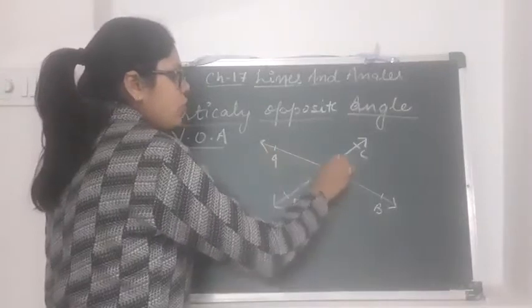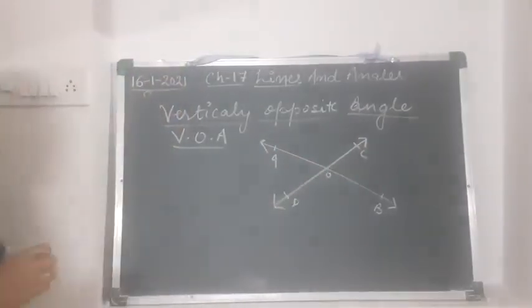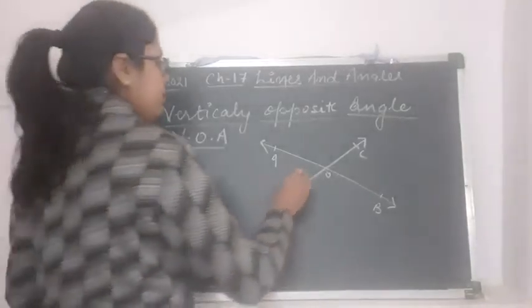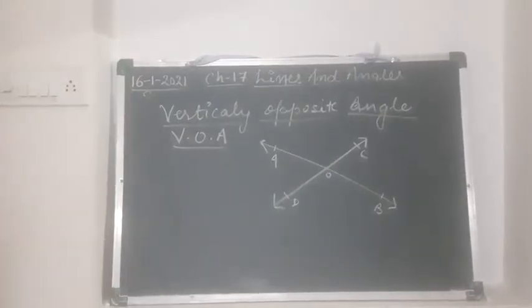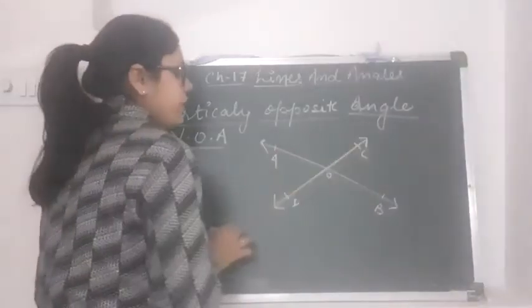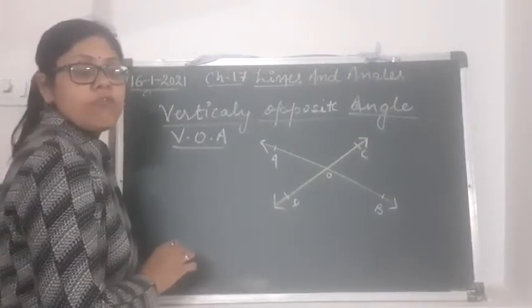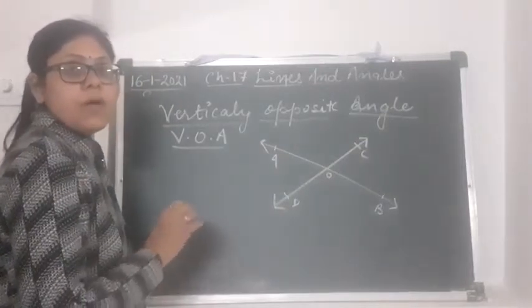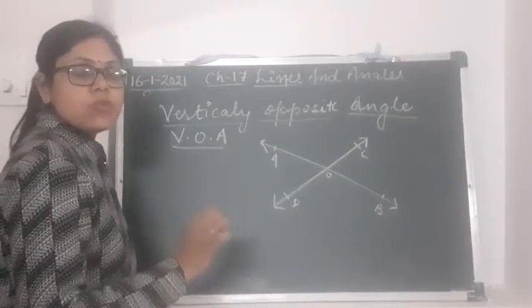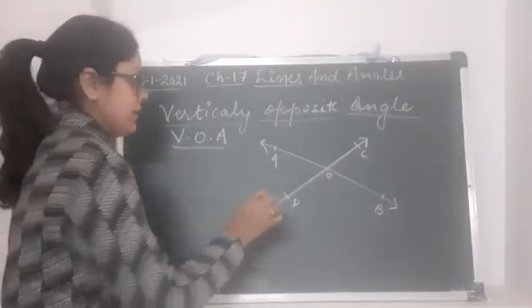When two lines intersect each other, you will find here two angles are formed. Clear? So when these two lines intersect each other, they form a pair of opposite angles, and that is what is called a vertically opposite angle.